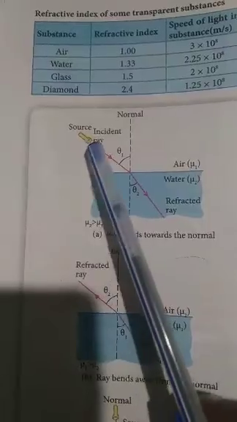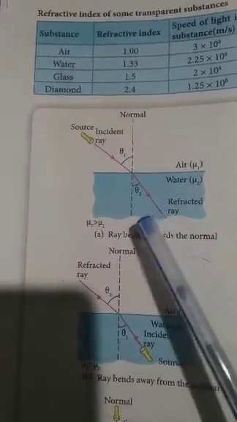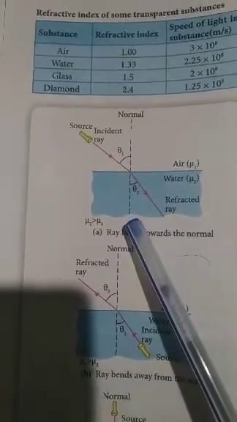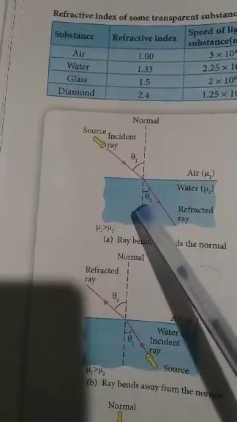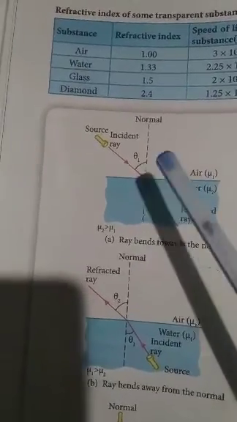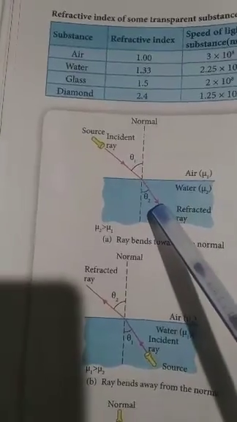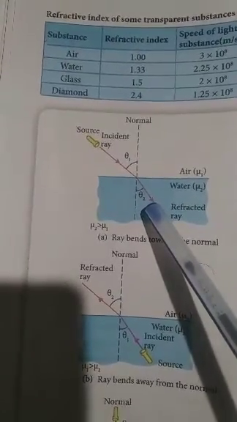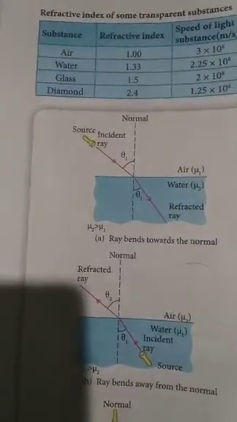So when light travels from optically rarer medium to optically denser medium, it bends towards the normal, and in this case angle of refraction is always smaller than the angle of incidence. Angle of incidence is theta 1 and angle of refraction is theta 2. You see in this figure it is very clear that theta 2 is smaller than theta 1.